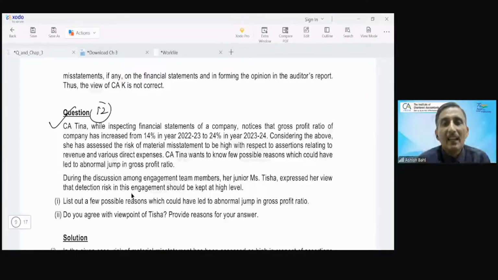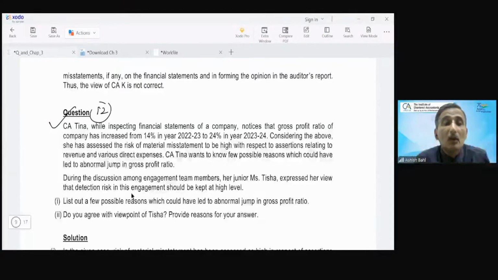So see, Tina wants to know a few possible reasons which could have led to the abnormal jump in gross profit ratio. So in the engagement team, the team members are discussing what could be the possibility of this abnormal jump in gross profit ratio. So to counter this, CA Tina says that therefore we should keep the detection risk in this engagement at high level.